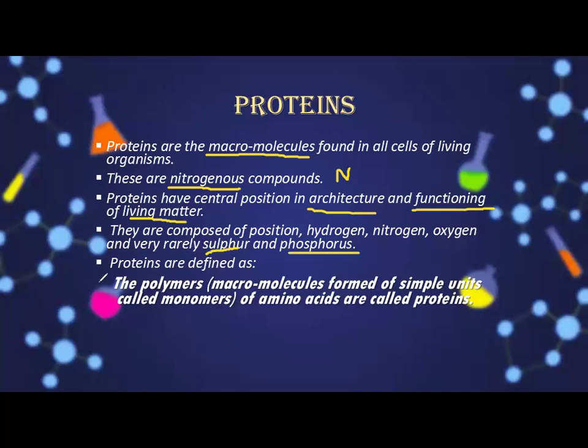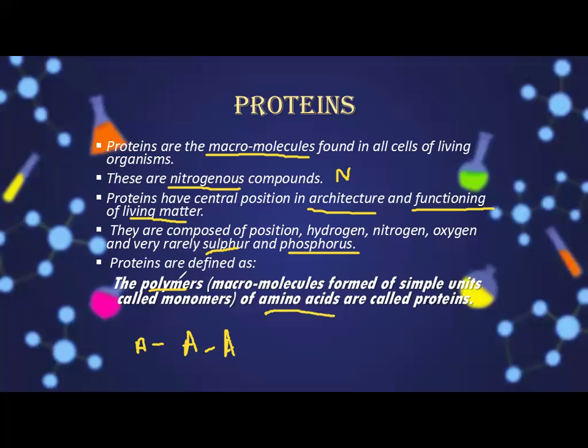So by definition, what is protein? The polymer of amino acids is called protein. What is a polymer? Poly means many and mer means units. So when many amino acids combine with each other, they form a large macromolecule known as protein. What is protein? The polymer of amino acids is called protein.